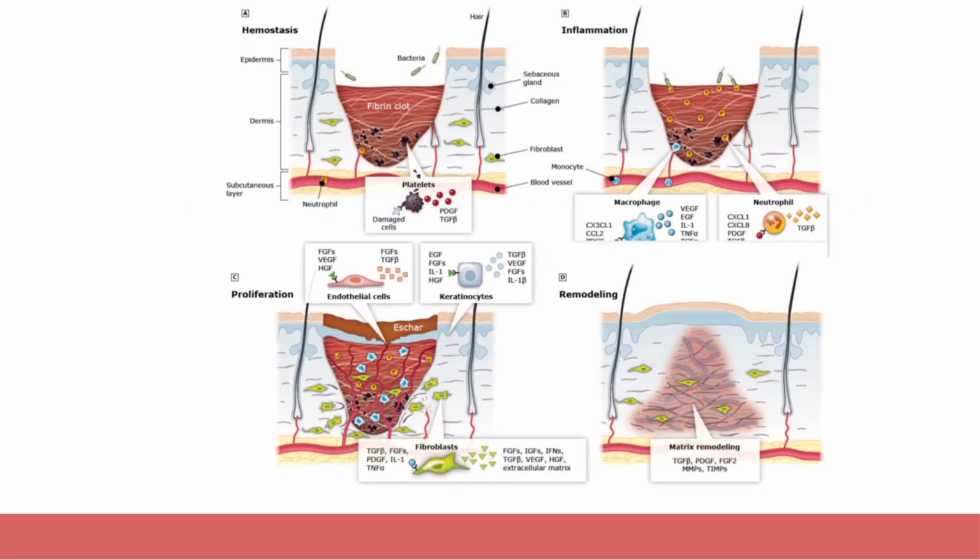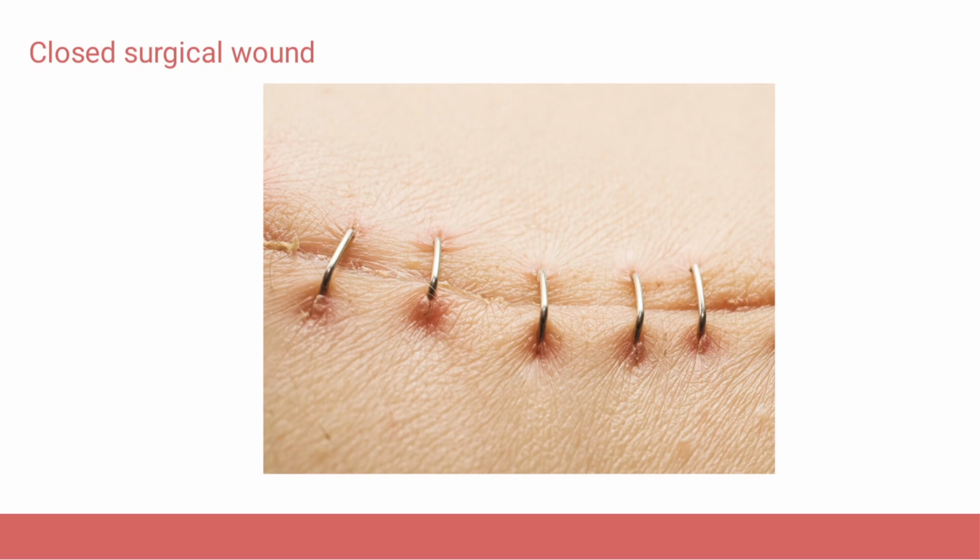These are the normal stages of wound healing: hemostasis, inflammation, proliferation, and remodeling. During acute wound healing, they follow these 4 stages. Examples are abrasions, cut injuries, and surgical wounds. For surgeries we cut through the skin, and those are examples of acute wounds.